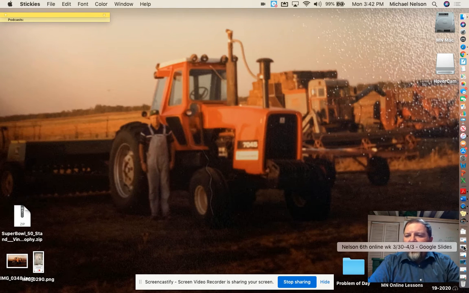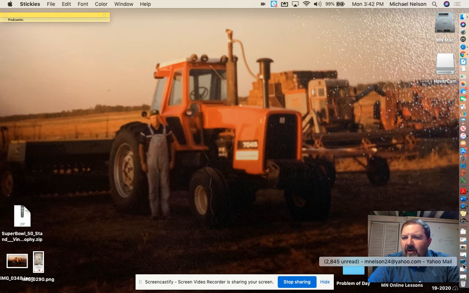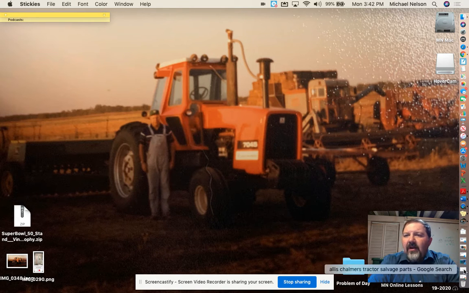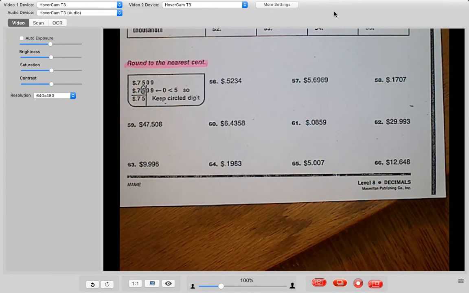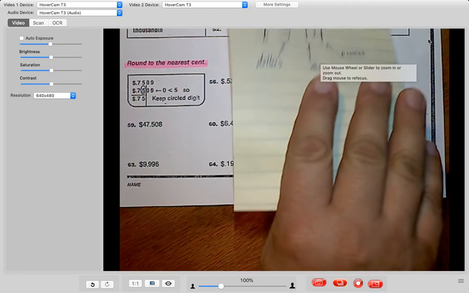Okay, we're going to try to record an explanation of rounding decimals. I'm going to show you using the hovercam, if I can figure all this out, that rounding to the nearest cent is something you're probably pretty comfortable with. We just have to do a quick review. So let me explain to you real quick about money.